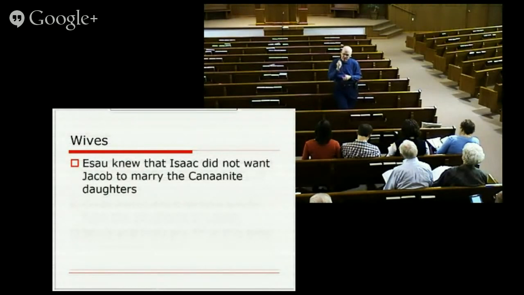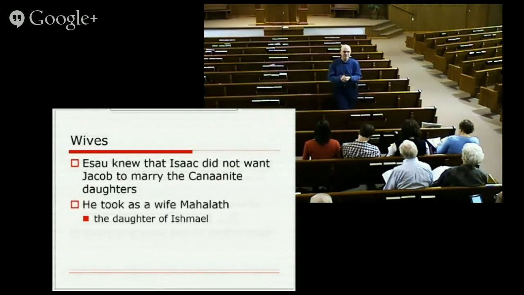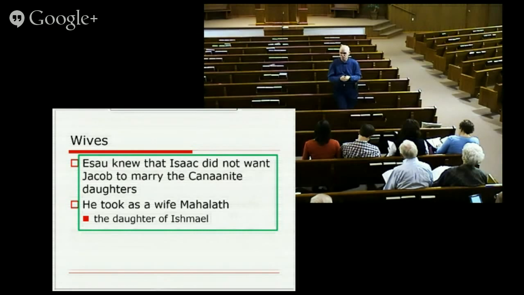Esau knew Isaac did not want Jacob to marry the Canaanites. So he goes out and gets him another wife. This time from the Israelites.